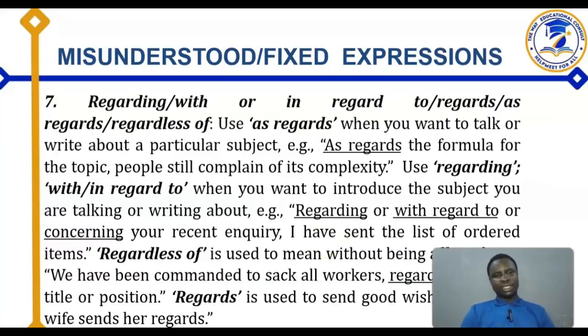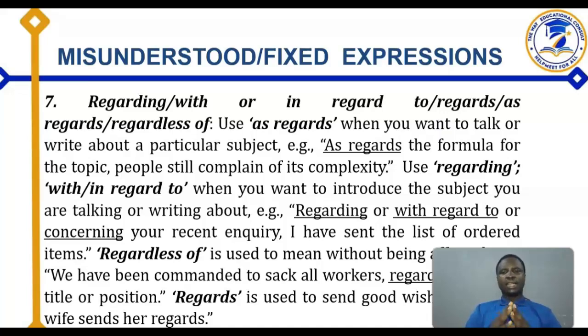I will start with the seventh one, which will be the first for today. We took the first six in the last class. Regarding, with, or in regard to, regards, as regards, regardless of. Now let's start from as regards. Use as regards when you want to talk about or write about a particular subject. For instance, as regards the formula for the topic, people still complain of its complexity.